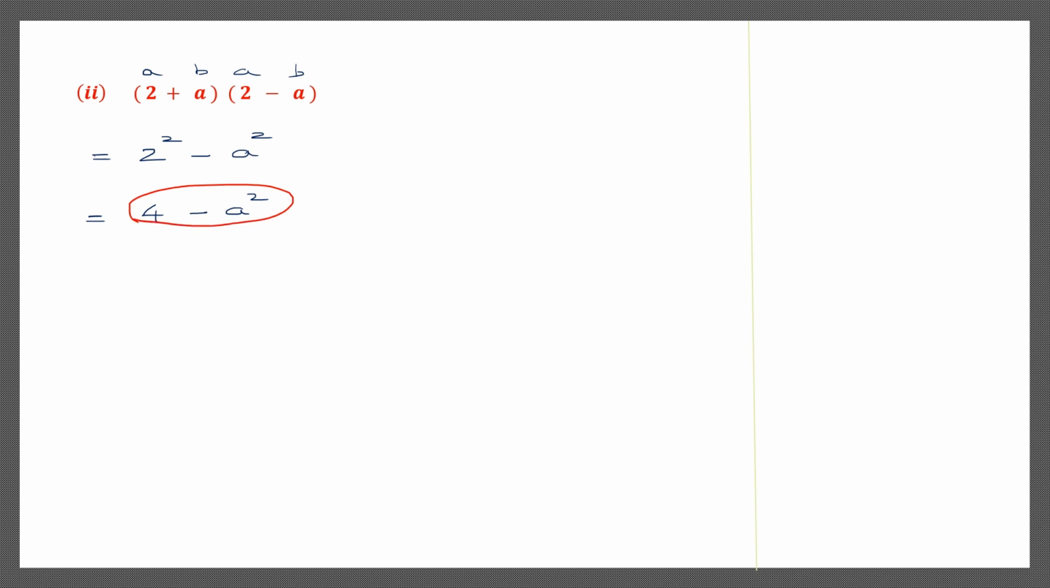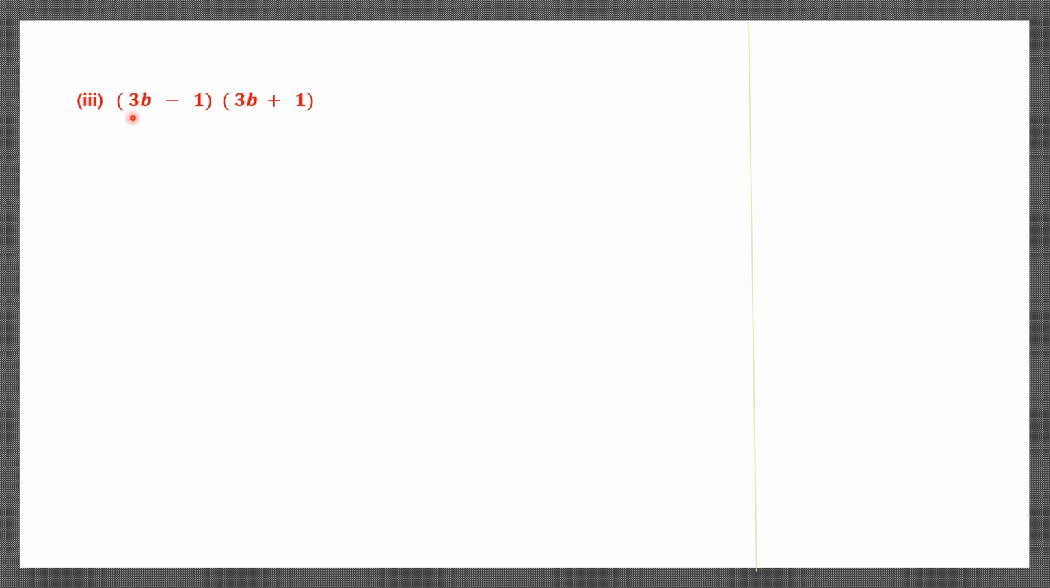Can you see how we got this through a shortcut method? We don't have to go through all the other steps. Straight away you can do this, but remember you can do this only when the first term is the same in both and the second term is the same in both and we are doing the product of sum and difference.